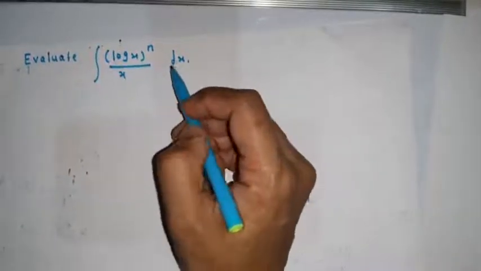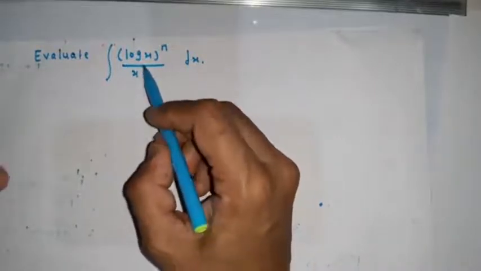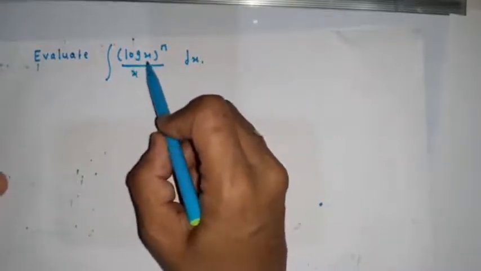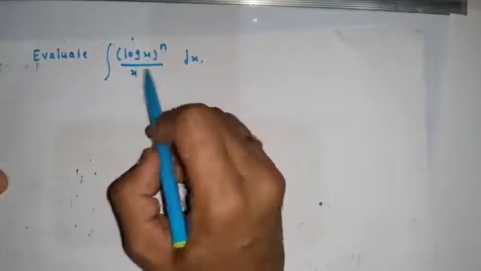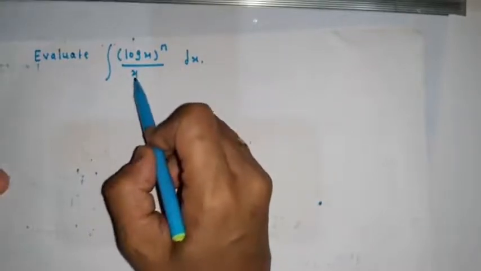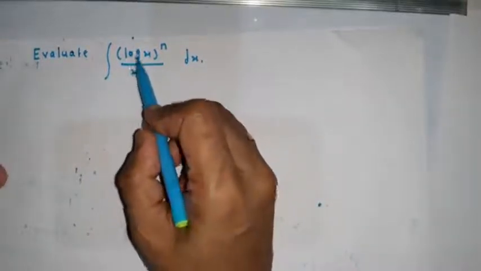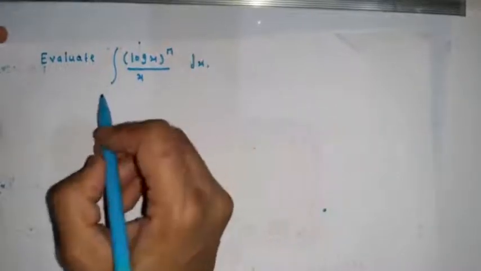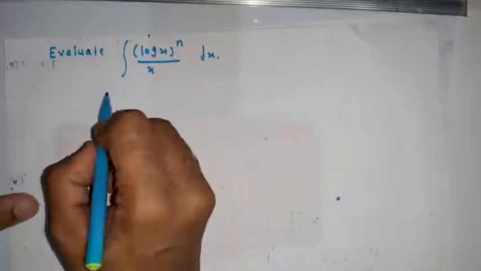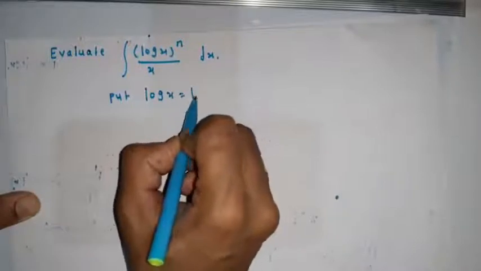Students, in this problem, suppose log of x raised to n upon x is our integrand. The function log of x raised to n is there, and dx upon x, that is 1 upon x, is also there. If we observe, we will see that 1 upon x is the differentiation of log of x. So here give the substitution to log of x, that is, put log of x equal to t.